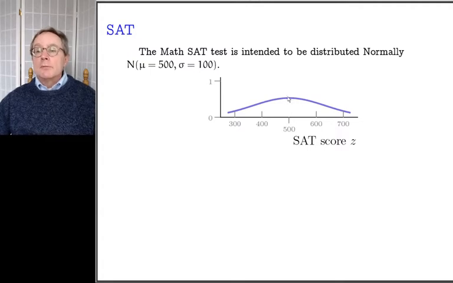So mean of 500, most people are supposed to get something like a 500 on the Math SAT, but some people get a little better and some people get a lot better. Not many, some people. Some people get a little worse, some people get a lot worse. Again, not many.